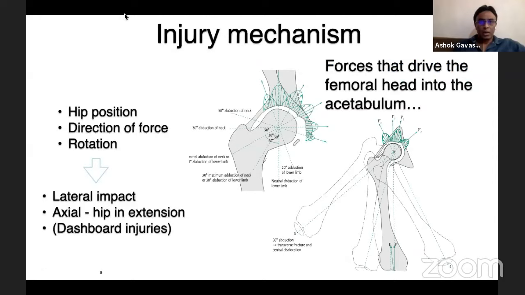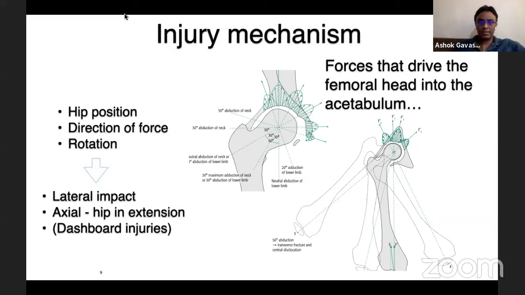How does this injury occur? The transverse fractures occur typically by forces that drive the femoral head into the acetabulum. And how the fracture happens and where it happens will depend on a lot of factors. One would be hip position, whether the hip is flexed, extended, or whether there is abduction or adduction. The second thing would be the direction of force, whether there is a force vector coming from the lateral direction through the greater trochanter. Other things would be dashboard injuries where you have fracture transmitted along the femur, and also when the hip is extended from the foot.